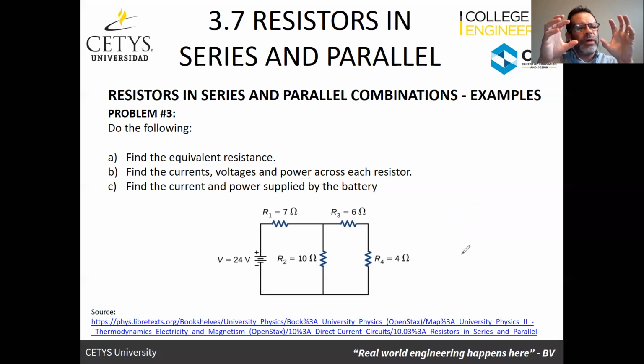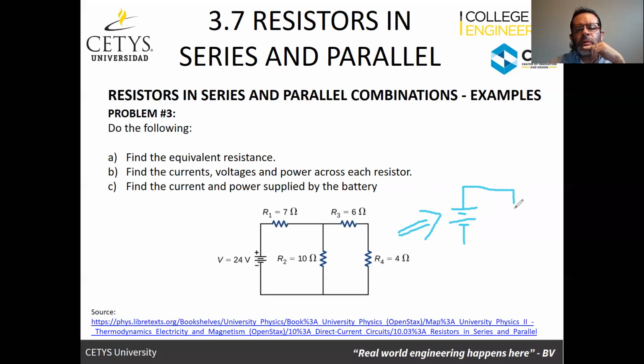And so what we need to do, first off, is turn this circuit into 1 circuit with one resistance that's equivalent to the array, and the same voltage.